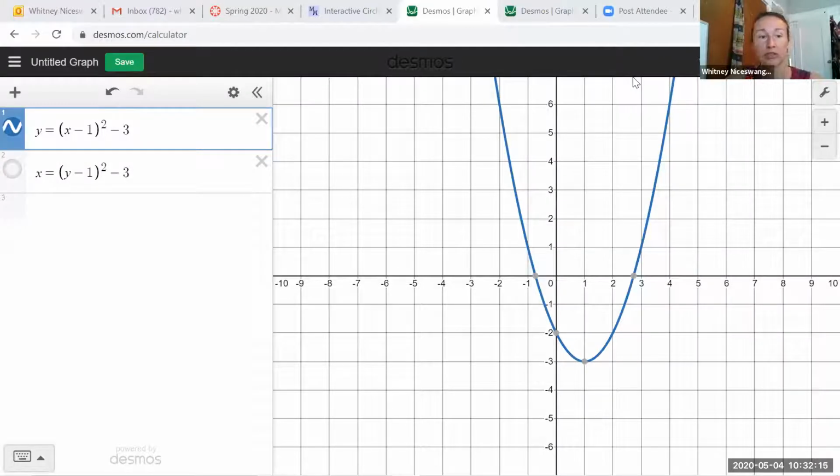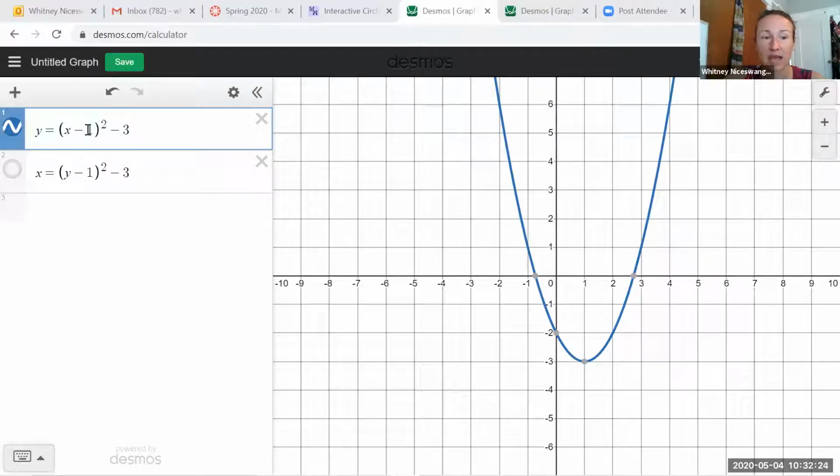But then you can check your work with Desmos, and it helps to manipulate stuff in Desmos so that you can kind of see how graphs change, okay? So let's take a look at Desmos. All right, so this first graph that we have is just y equals (x minus 1) squared minus 3, okay?